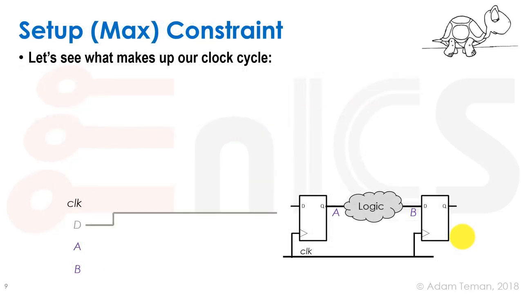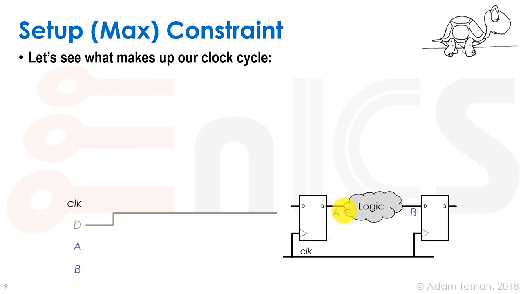So now let's look deeper at this max constraint. Again, this little turtle over here, this slow guy. Let's see what makes up our clock cycle. And again, here we have the clock signal, which we'll see in a second. We have this data that we change once at the beginning of the path from 0 to 1.